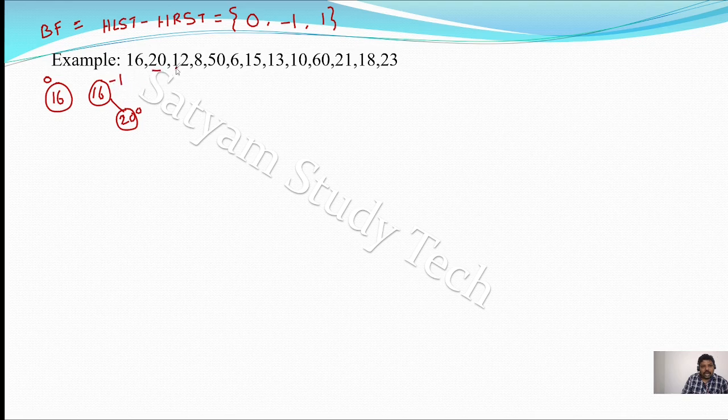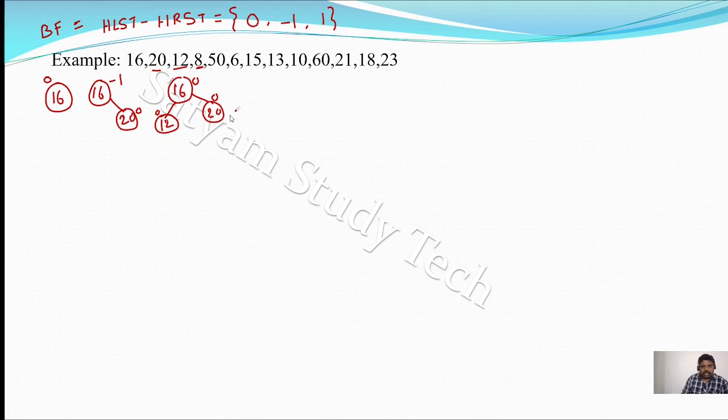Now you can add 12. Where can you add 12? Compare with 16, then 20. 12 is added on the left. So the balance factor is 0 here, and here it is also 0.